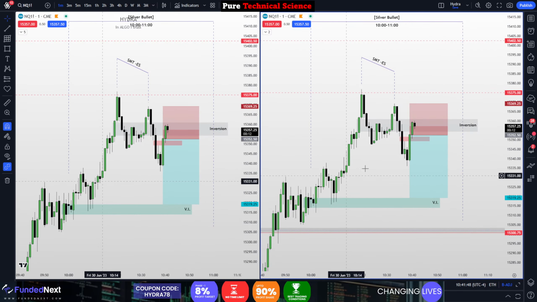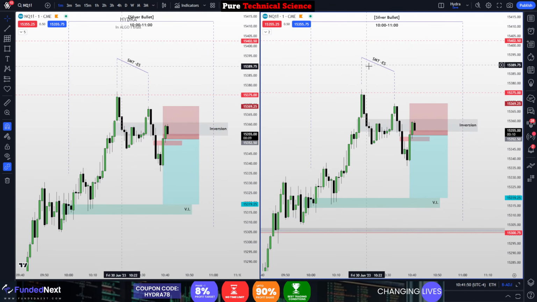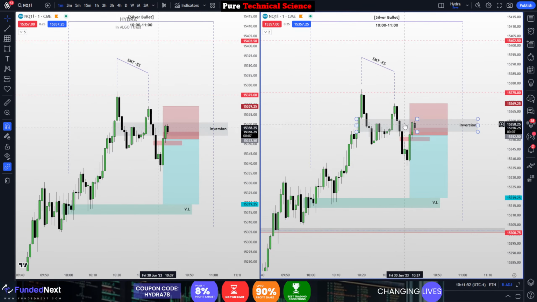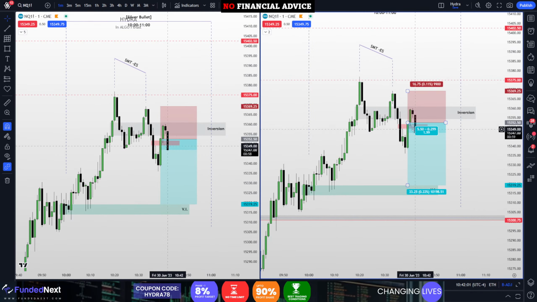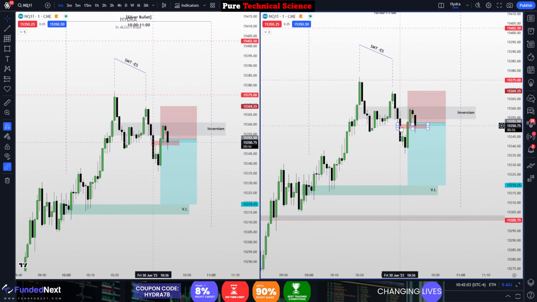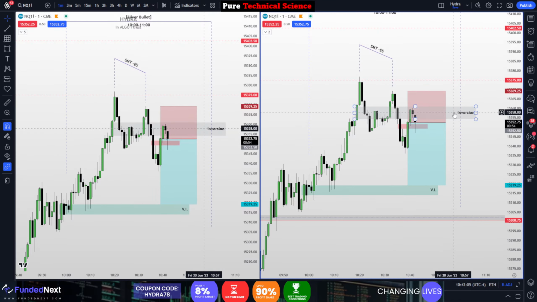So the reason behind me outlining this setup is that there's an SMT, then there's an inversion that price is respecting currently, like closing candle below, then returning back to it. There's a fair value gap here. So price basically provides liquidity inside this fair value gap, then returns back to this inversion.